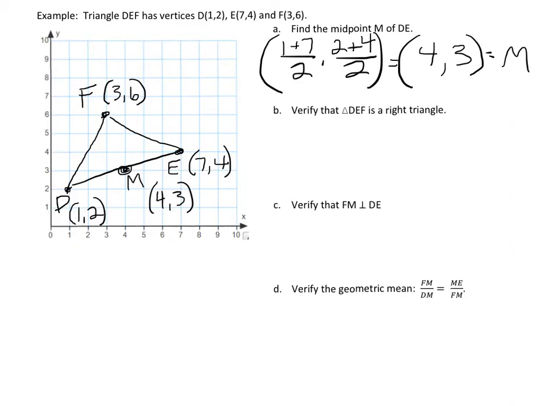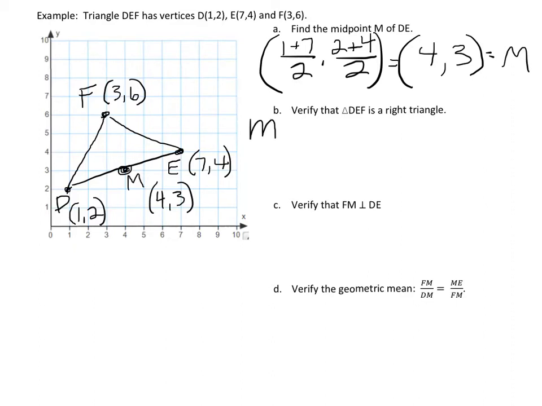I really like finding slope, so I think I'm going to do that, and I want to prove that angle F is a right angle. How I'm going to do that is show that DF and EF are perpendicular, so they have opposite reciprocal slopes, then that's a right angle, and therefore it's a right triangle. So that's how I'm going to do it.